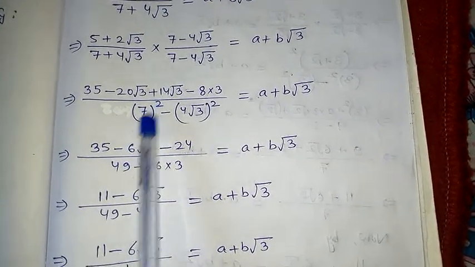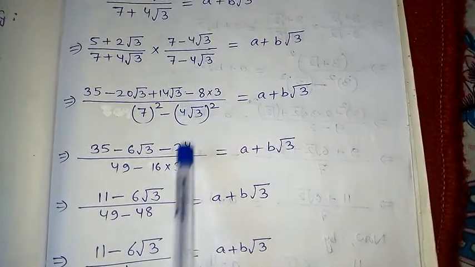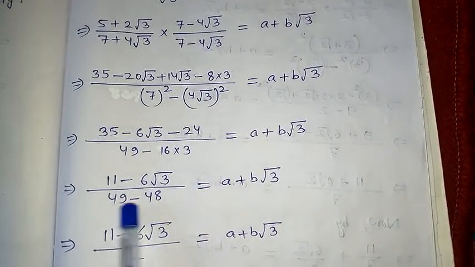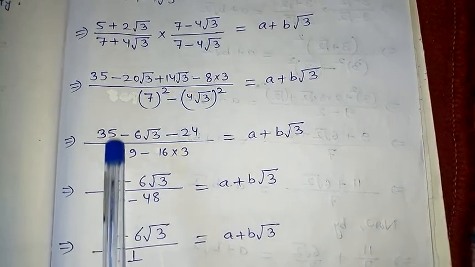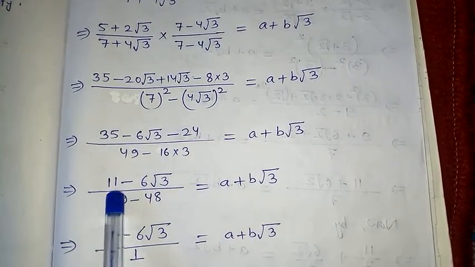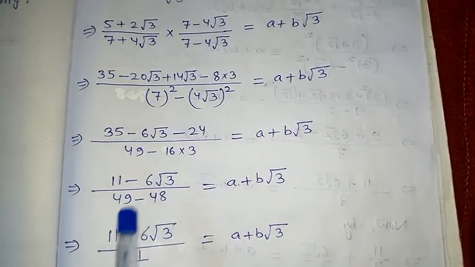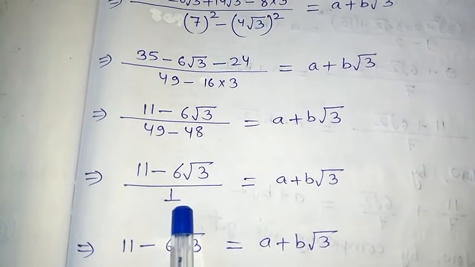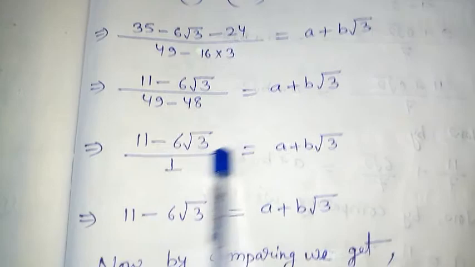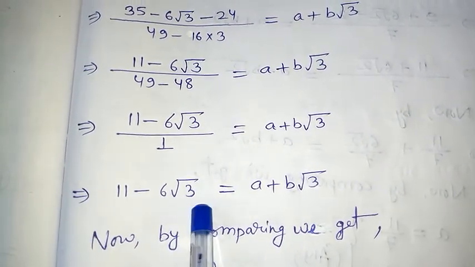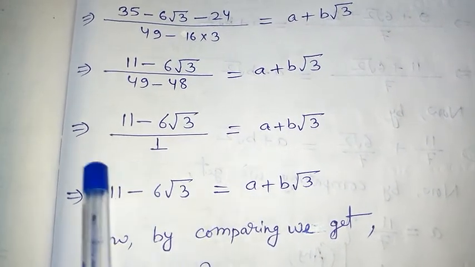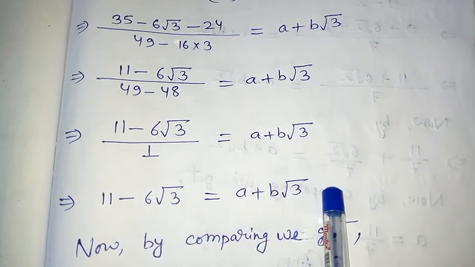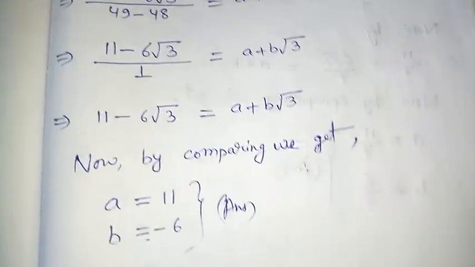And here 7 square is 49, 4 square is 16, and root 3 square is 3. 16 into 3 is 48. 49 minus 48 is 1. Now at the denominator we have 1, and the upper part will be same. 1 means it has no value. Next step I remove the 1. So I have only 11 minus 6 root 3 equal to a plus b root 3. Now I cannot do anything. It's time to compare now.